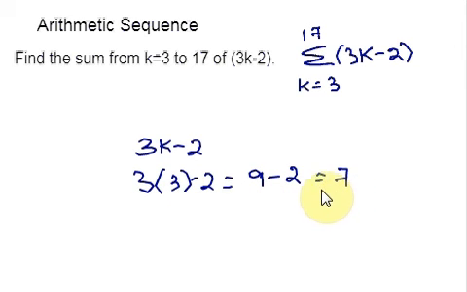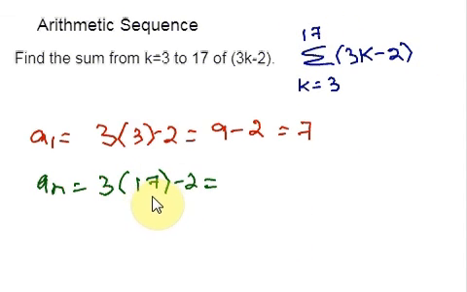Then let's find the last term. The last term is found by plugging in the highest number, 17, in this expression. Replacing k by 17, multiply 17 by 3 and subtract 2. That would be 49, right? Now let's find n. n is nothing but 17 minus 3 plus 1. That would be 15 terms.